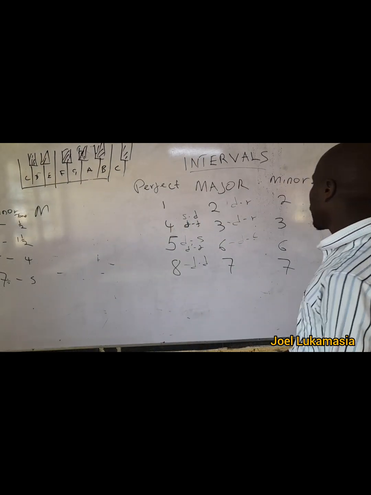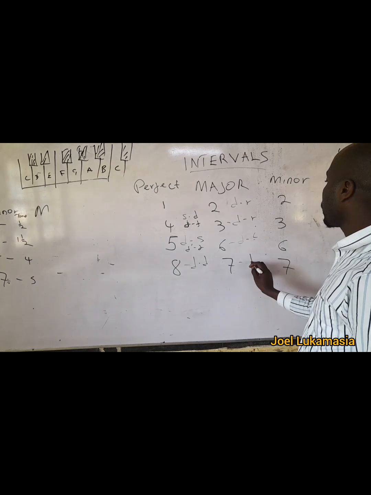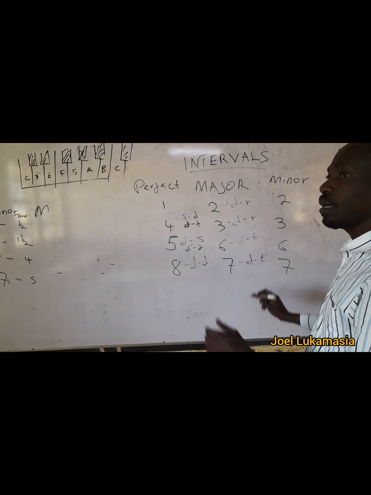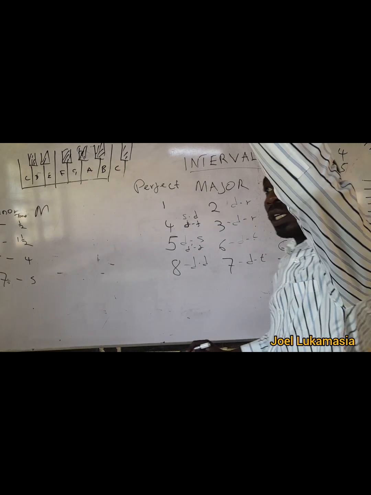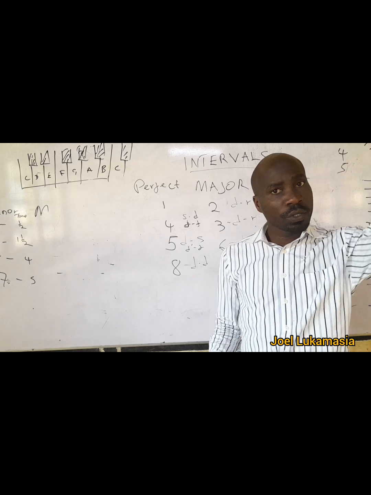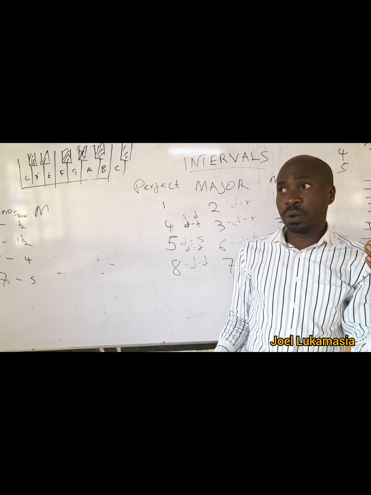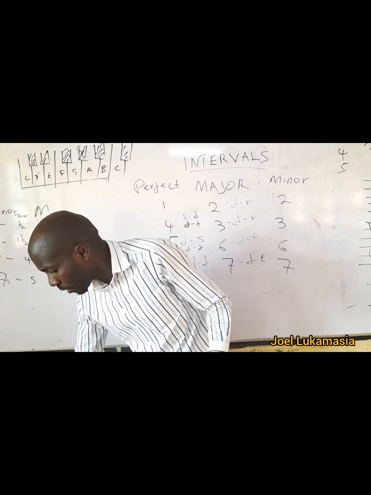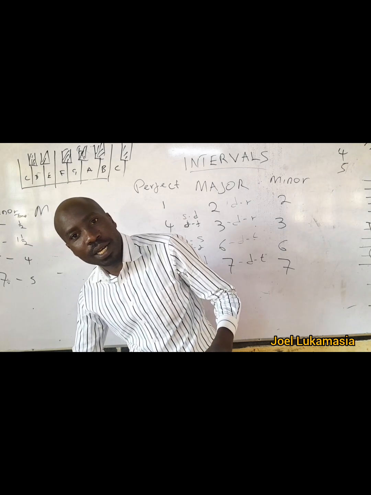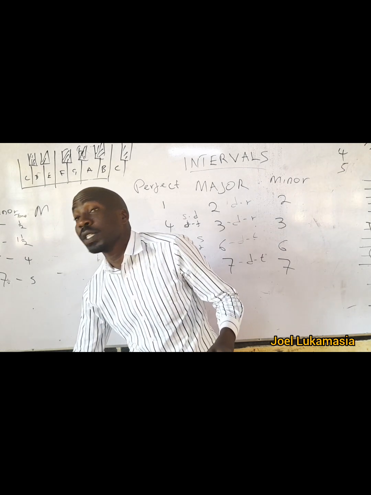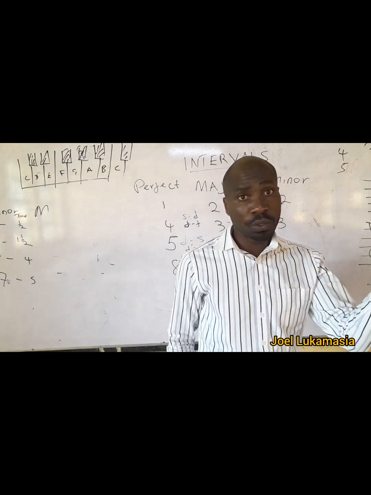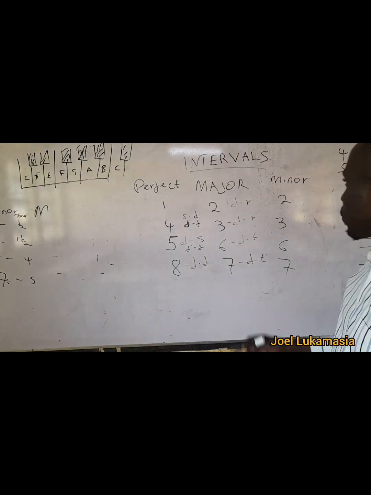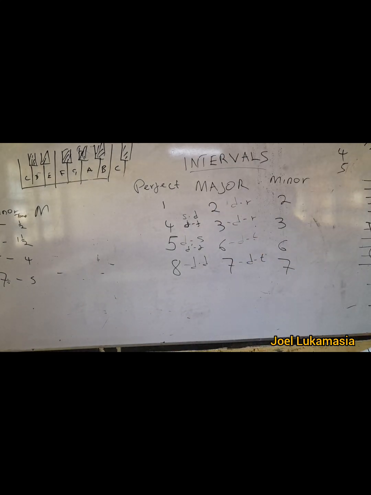Then a major seventh, you will have do, re, mi, fa, sol, la, ti, do, ti. And it sounds harsh, clashing, it's a clashing sound. Ti, do, ti. That's how you approach the major intervals.